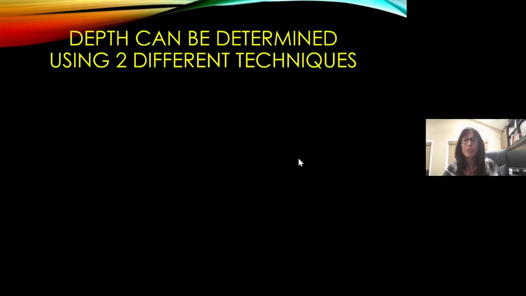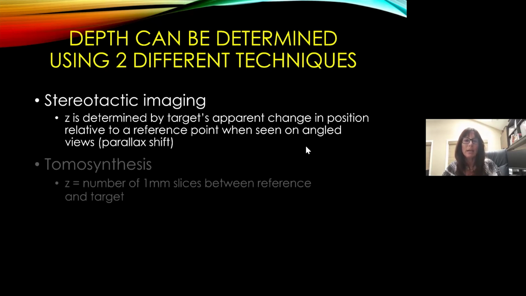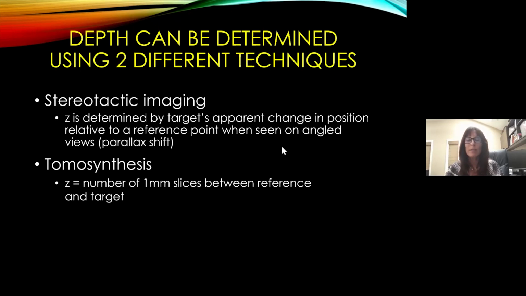So there are two different techniques for finding that Z for a biopsy. The two different techniques are stereotactic imaging and tomosynthesis. So we're going to start discussing stereotactic imaging, where Z is determined by the target's apparent change in position relative to a reference point when seen on angled views. That's a mouthful. That is what parallax shift is.